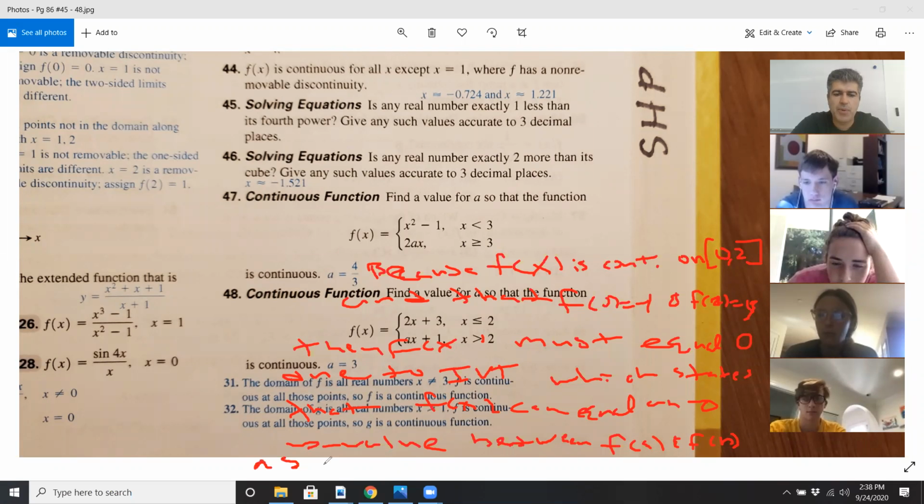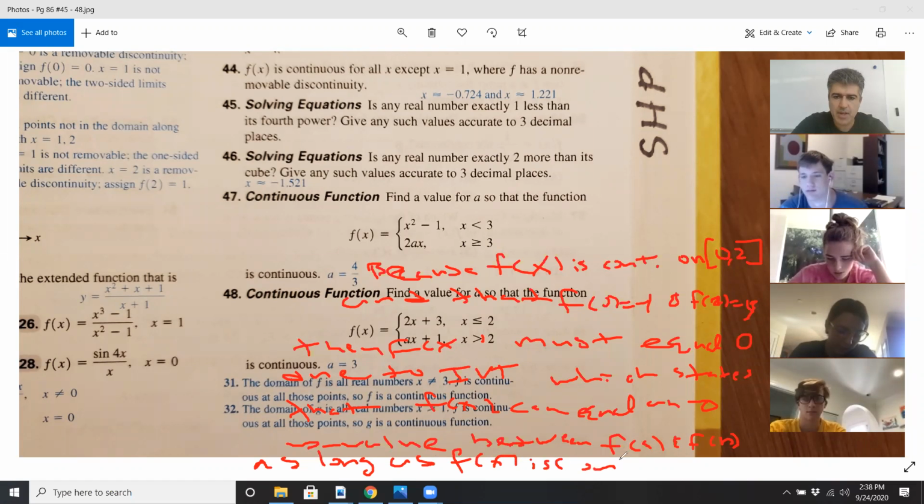by the way, I have this written more neatly on a piece of paper, and I will share that with you guys in school, don't worry. As long as f of x is continuous on a to b.